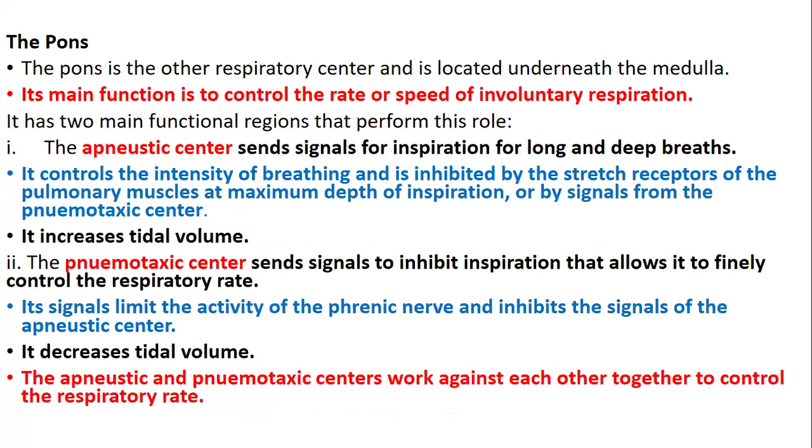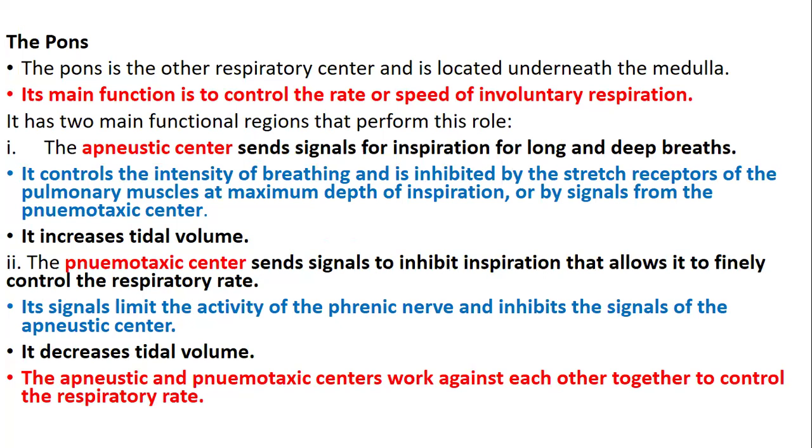The pons also has some centers which are found underneath the medulla, and its main function is to control the rate or speed of involuntary movement. So there is the apneustic center, which sends signals for inspiration for long and deep breaths. Then there is also the pneumotaxic center, which sends signals to inhibit inspiration, which allows it to finally control the respiratory rate. So the apneustic center controls the intensity of breathing and is inhibited by stretch receptors as well as the pneumotaxic center.